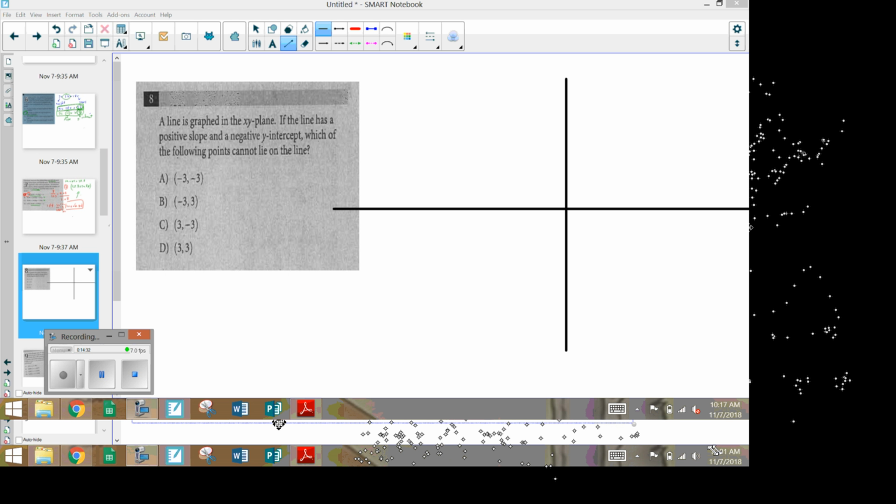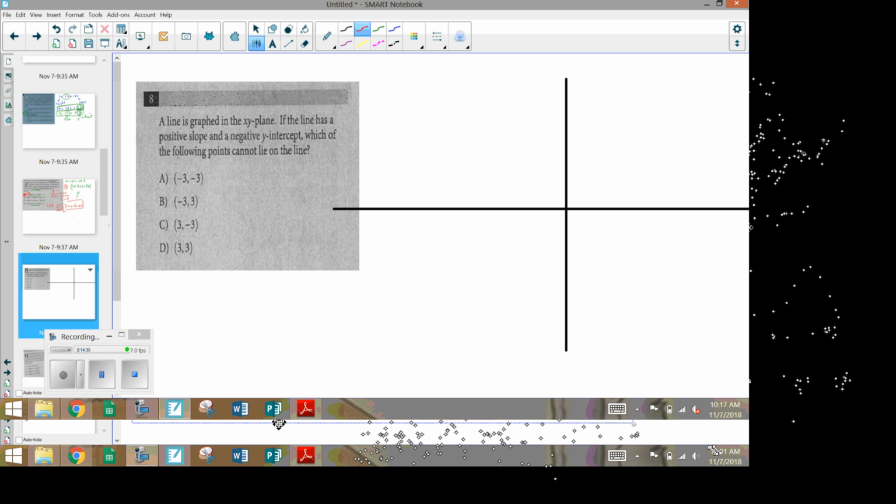Okay, let's do this. A line is graphed in the XY plane. If the line has a positive slope, so I'm looking for positive slope, it's going to slant to the right, something like this. You see the pointer on that? It's not going to be this. So if the line has a positive slope and negative y-intercept, which of the following points cannot lie on the line?